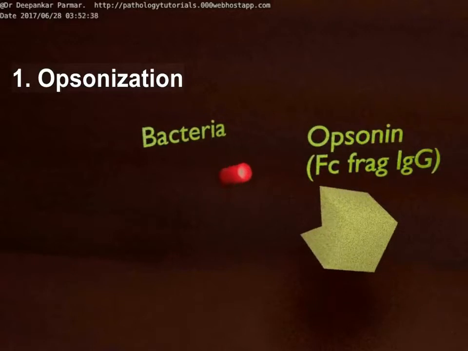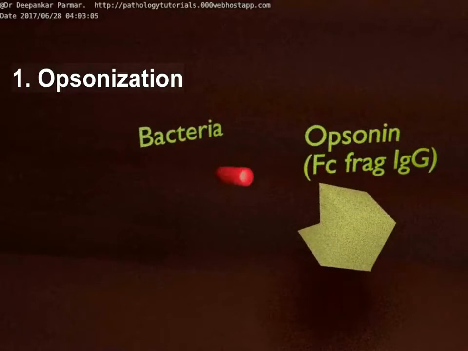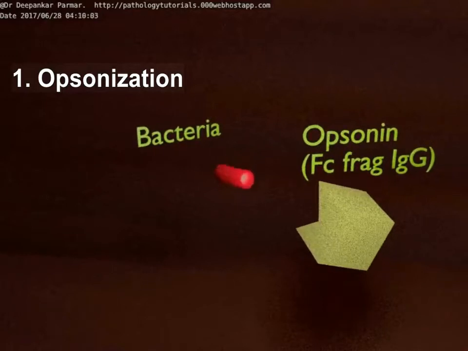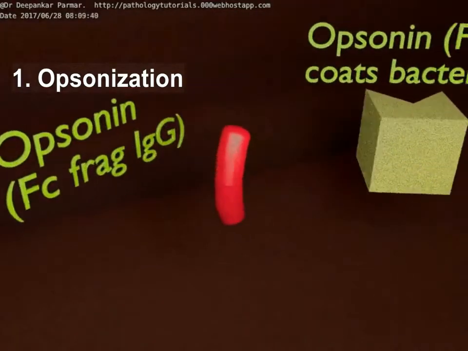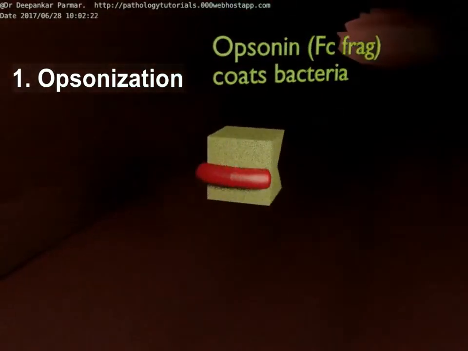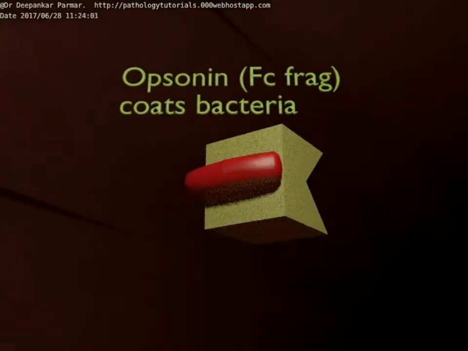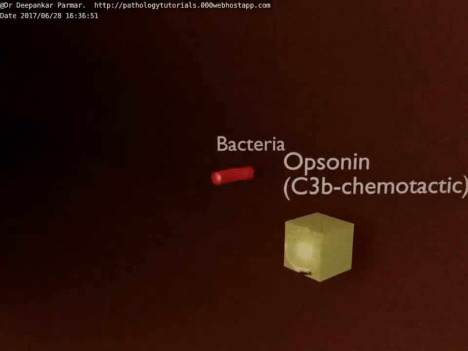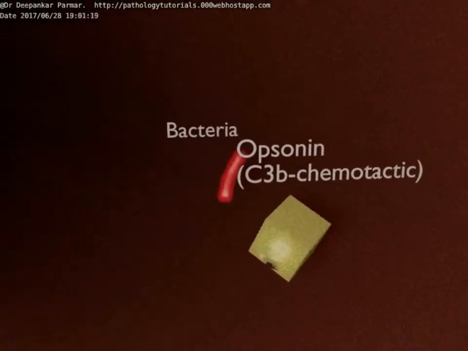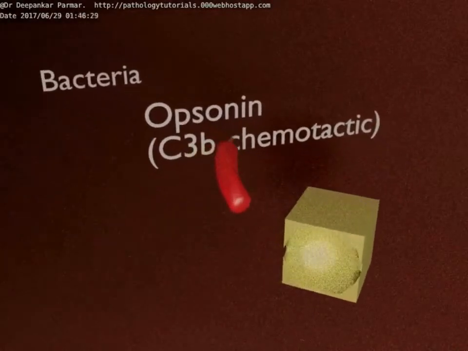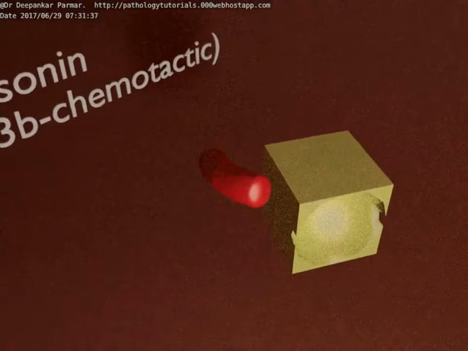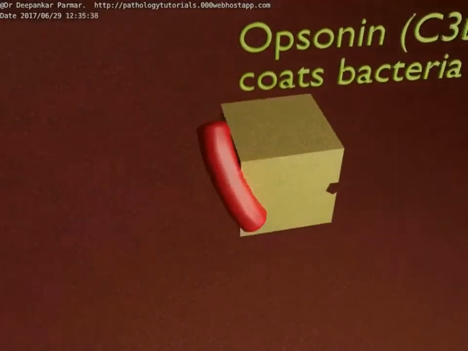Now let's understand the animation. As previously mentioned, the first step is opsonization. The bacteria is moving freely in the bloodstream. The opsonin, which includes Fc fragments of immunoglobulin G and C3b, coat the bacteria and present it to the macrophage by binding to Fc and C3b receptors present on the macrophage that further signals the initiation of phagocytosis.